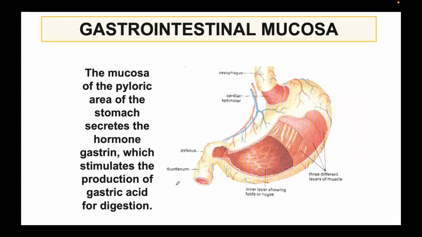Next, mapunta naman po tayo sa ating gastrointestinal mucosa. Like what we've mentioned, hindi lang yung mga glands that are under the endocrine system are capable of secreting and releasing these following hormones. Meron ding mga body organs such as the gastrointestinal mucosa. The mucosa of the pyloric area of the stomach secretes the hormone gastrin, which stimulates the production of gastric acid for what? For digestion.